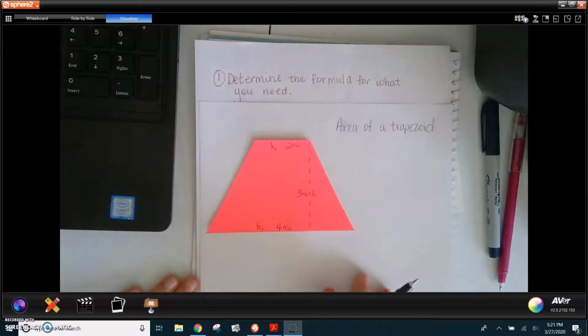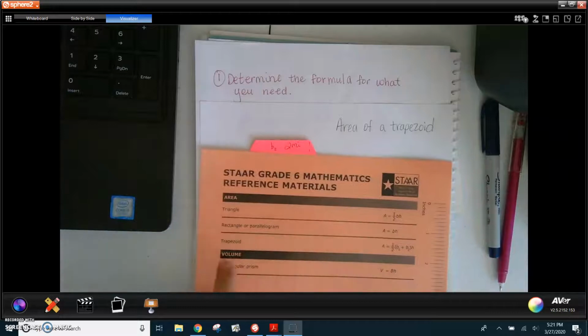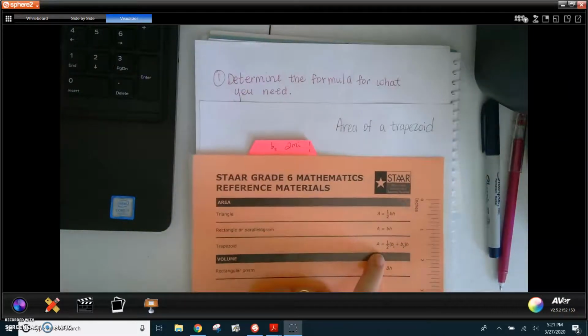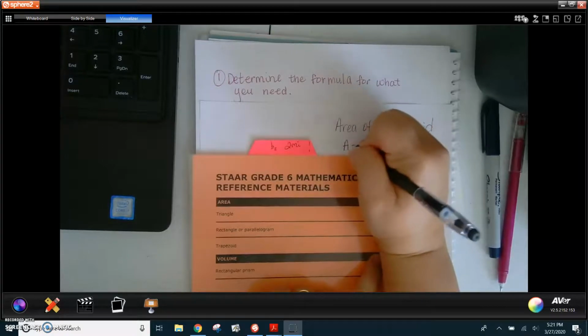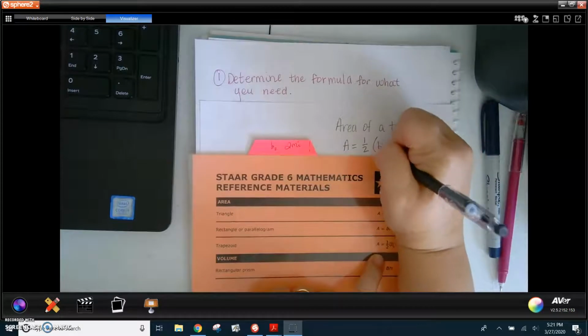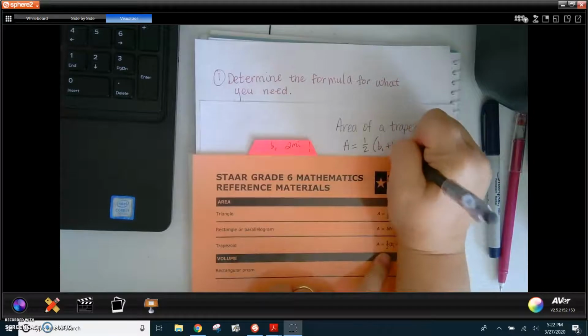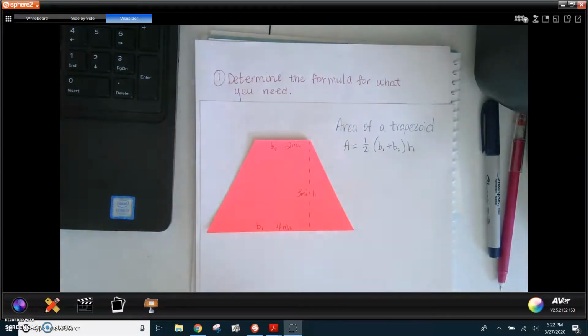All right, so step 1 is to determine the formula that you need. So I'm going to get my math reference materials, and I'm going to copy the formula for the area of a trapezoid. So we have A equals 1/2 times (base 1 plus base 2) times the height. Okay. And as I've said in all of my videos, writing the formula first is super important. It gives you all of the directions for what you need to do.